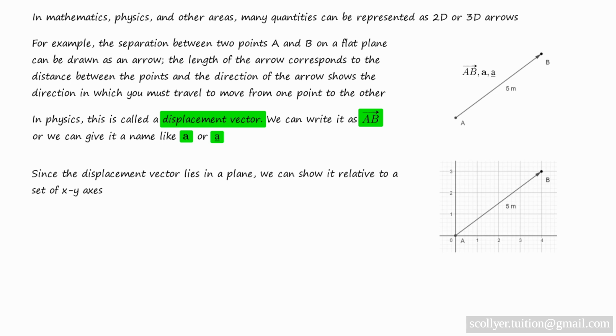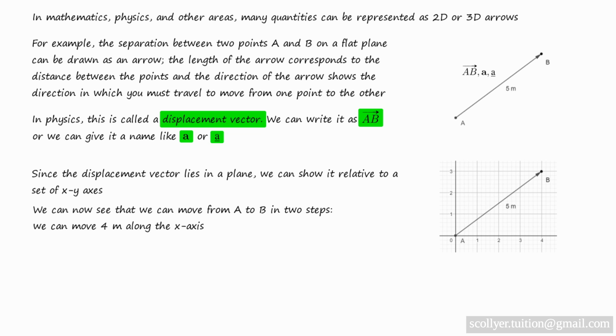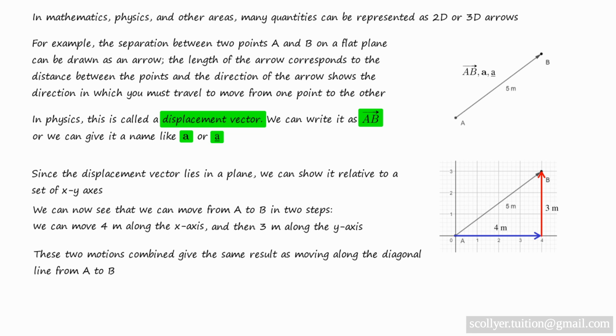Now, since this displacement vector lies in a plane, we can show it relative to a set of xy axes. And now we can see that instead of going from A to B directly along the 5 meter vector, we can do it in 2 steps. First, we can move 4 meters along the x-axis, and then we can move 3 meters along the y-axis, starting at the origin and ending at B. And if we combine these 2 motions, we get the same result as moving from A to B directly along the diagonal. And having seen this, we can now write a numerical description of the vector.